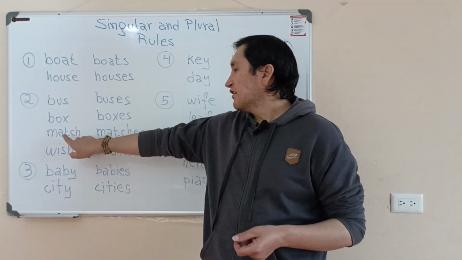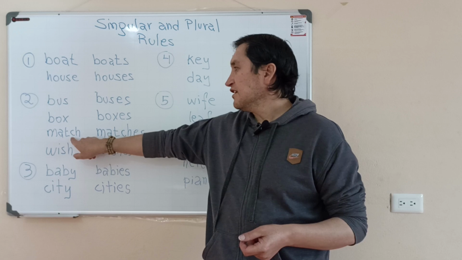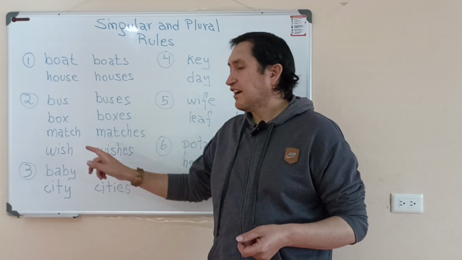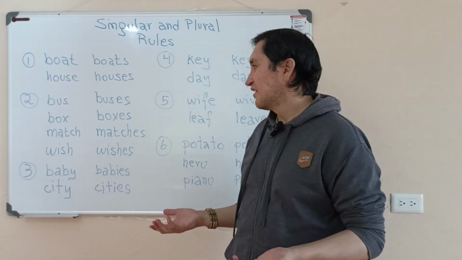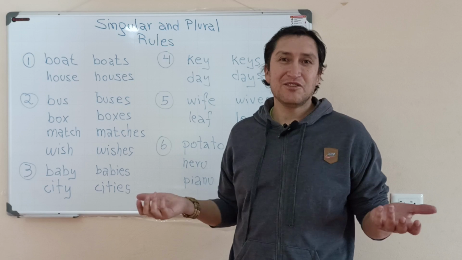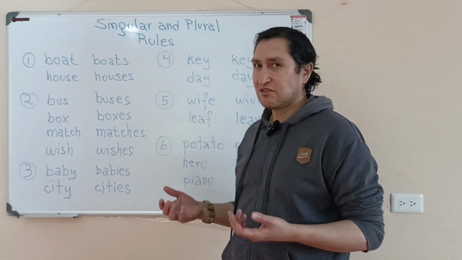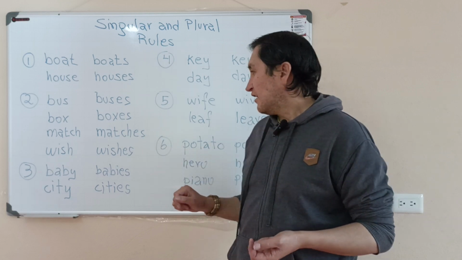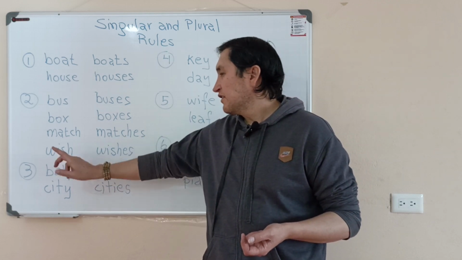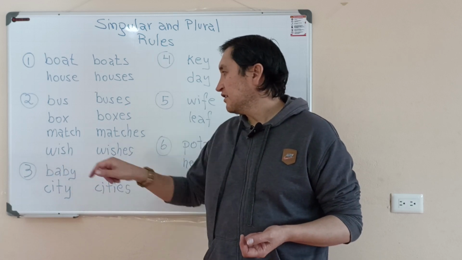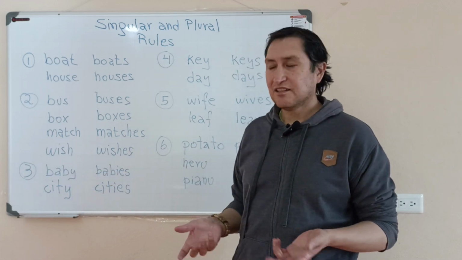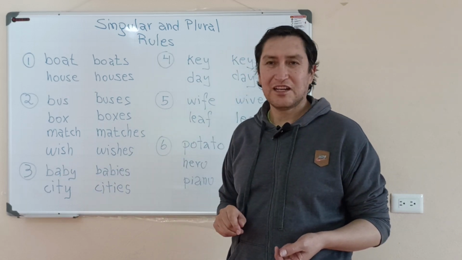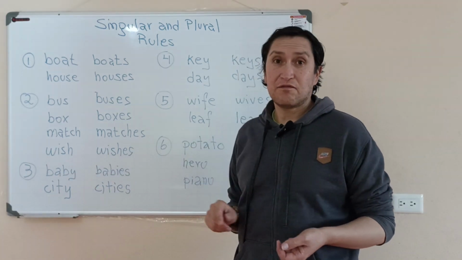Another example. In this noun, we are ending in CH, which are consonants. If we add an extra S, three consonants in a row is going to be very difficult to pronounce. So that's why we have to again add ES. Okay? And also this example here, when the noun ends in S and H. In this case, again, we have to add ES. Wish, wishes. Okay? So that would be the singular and plural form.